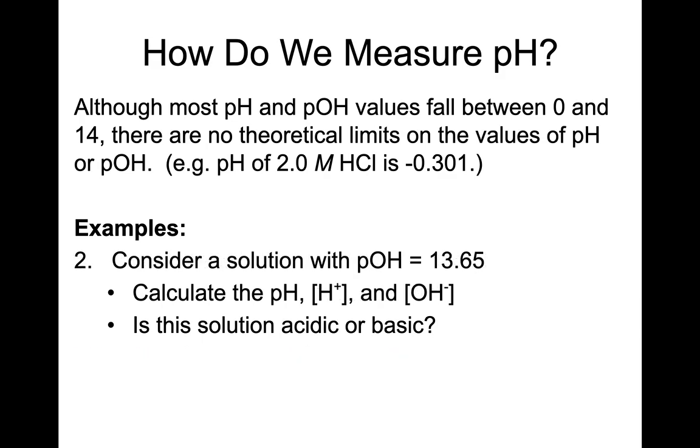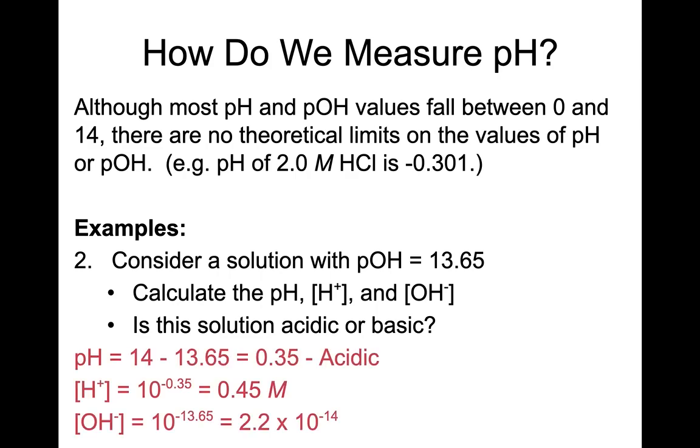Here's one more example, this time starting with a given pOH of 13.65. Again, we want the pH, the hydrogen ion concentration, and the hydroxide ion concentration. So pause and try this one. Here are the answer steps.